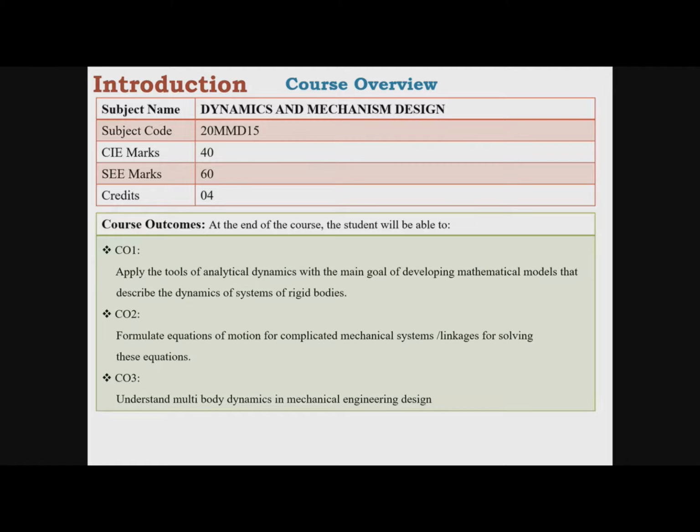4 credits are allotted for this course. The course outcomes are that at the end of the course, the student will be able to apply the tools of analytical dynamics with the main goal of developing mathematical models that describe the dynamics of systems of rigid bodies. Formulate equations of motion for complicated mechanical systems, linkages, and solve these equations. Thirdly, understand multi-body dynamics in mechanical engineering design.